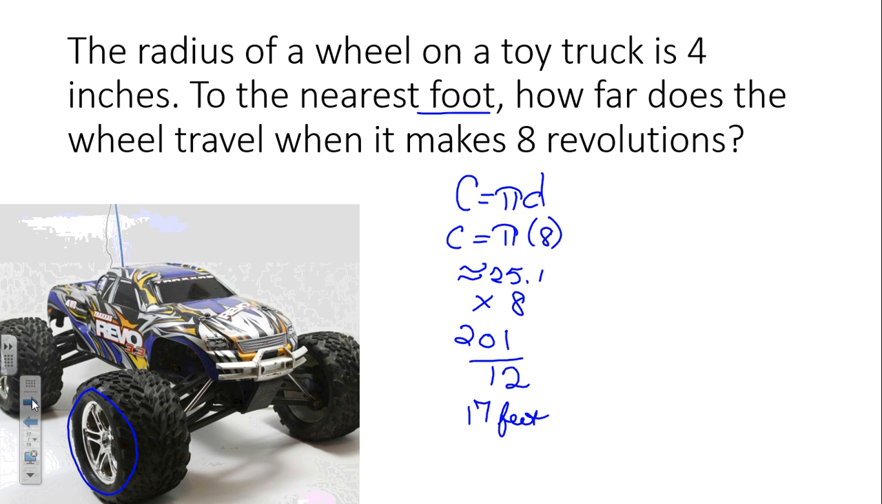Okay, so the 4 came from the fact that they found the diameter right away. Yep, I just didn't write it. Okay, so that's where that's from. And then we found that and we multiplied it by 8 to get 8 rotations, not just one circumference. And we end up with about 17 feet. The 12 came from this being in inches, and there are 12 inches in 1 foot, right? So we're doing a conversion. Okay, very quick. All right, here we go.